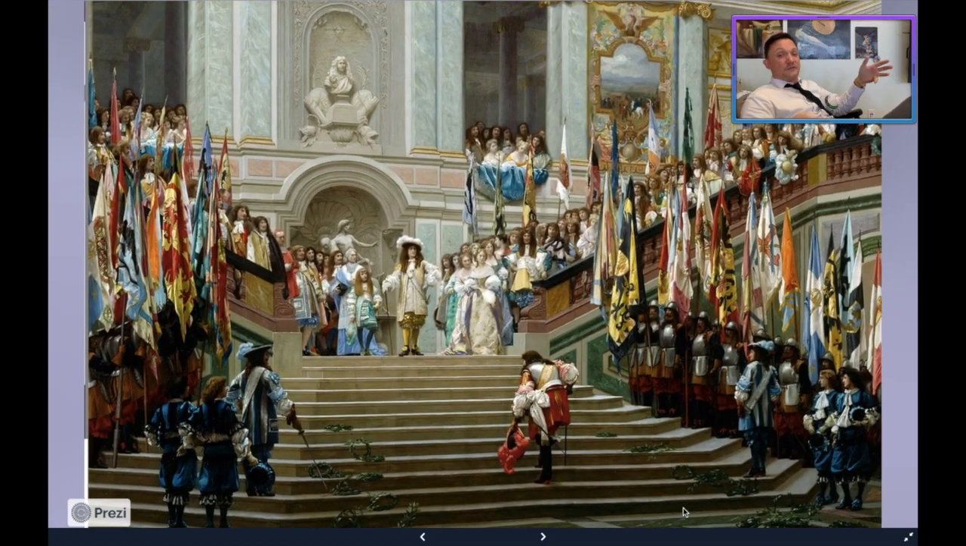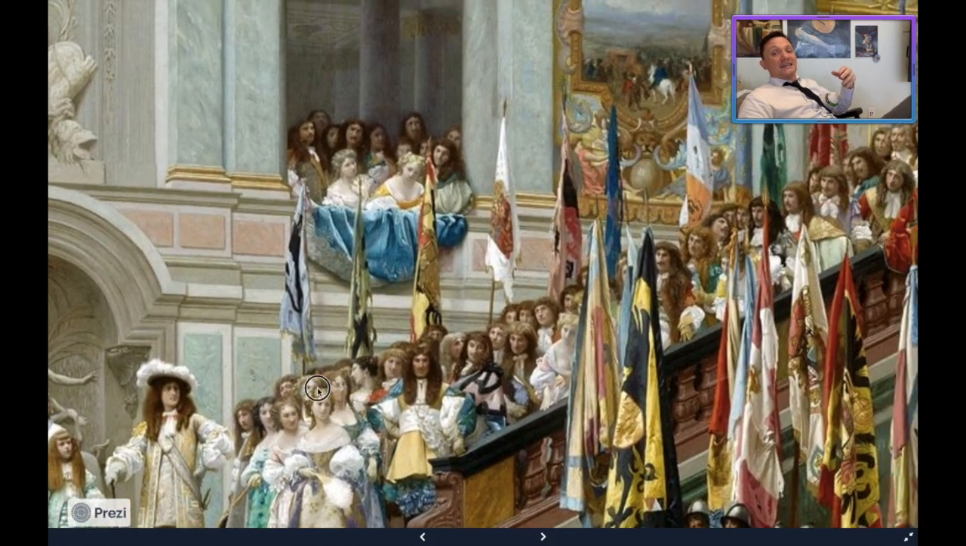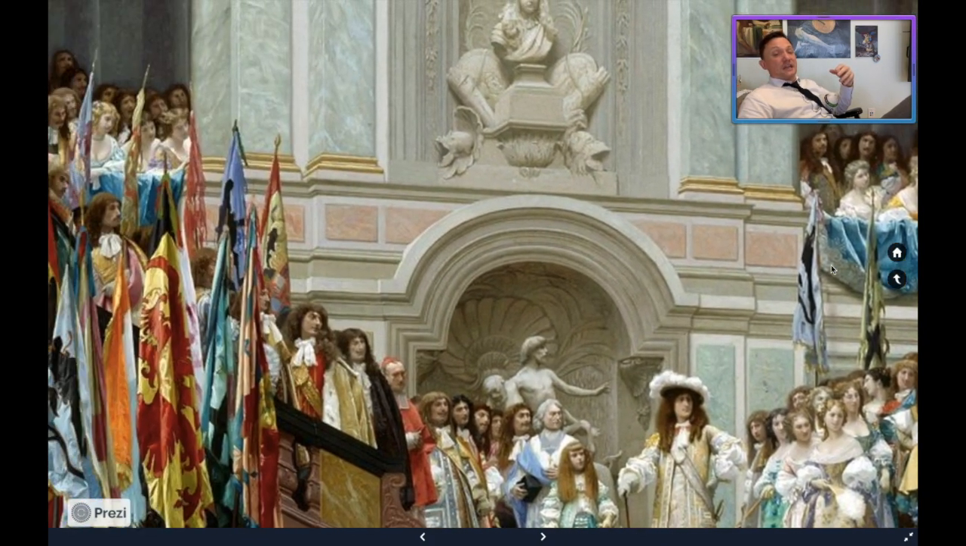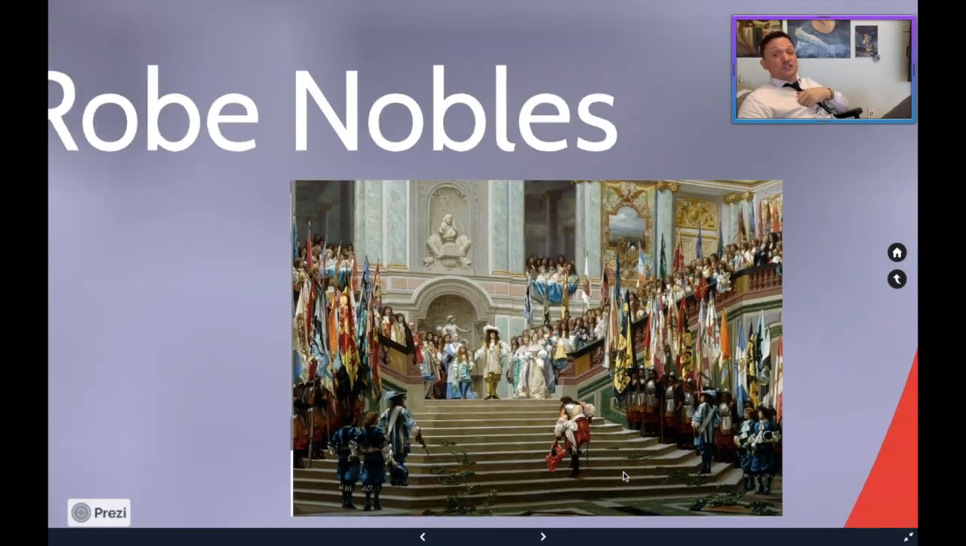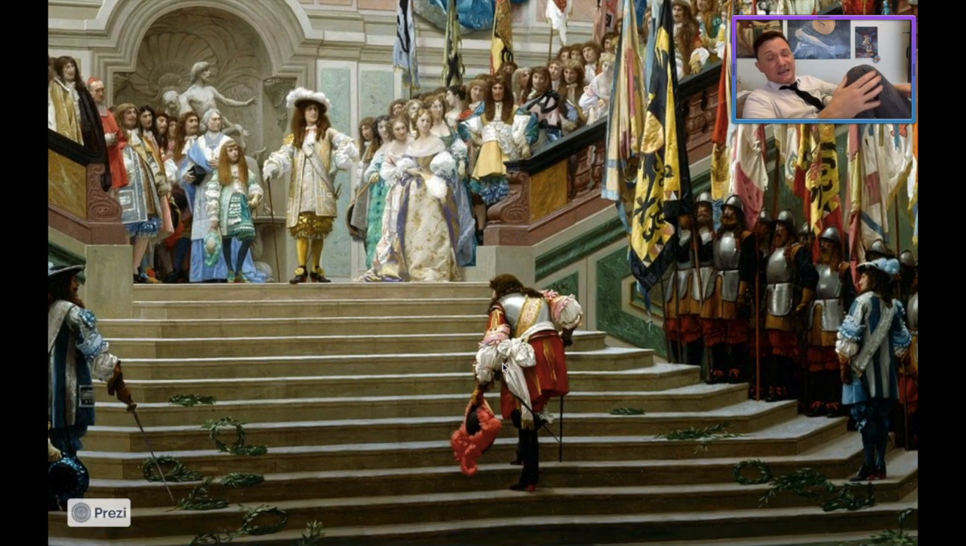So if we look at this picture of him right here as well, that right there, of course, is Louis XIV. And look at the cavalcade of nobles that are actually on the stairs watching him address this other noble that is coming before him, who happens to be a sword noble, right? So something that you need to understand as well about the growth of French society is that there are two types of noble that existed in France, right?